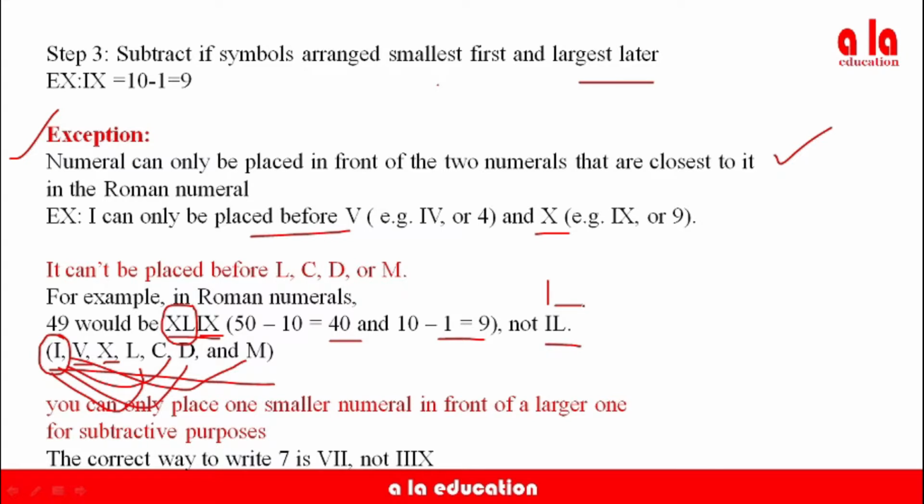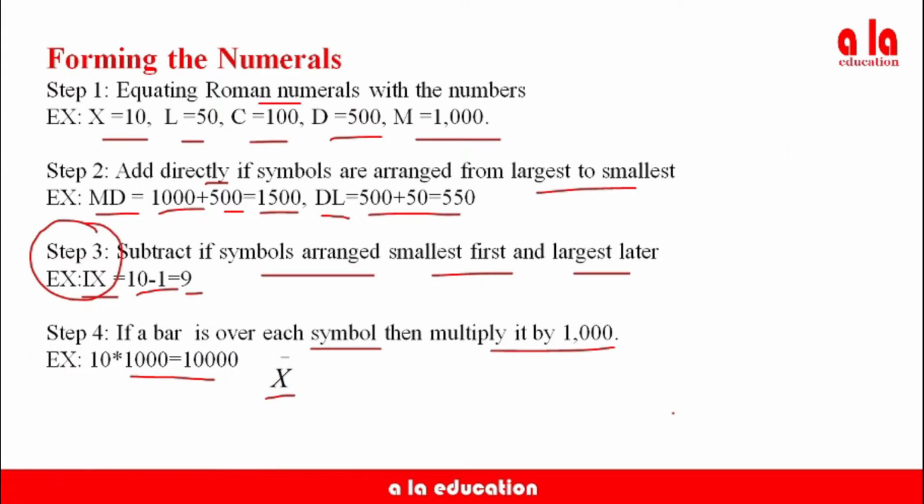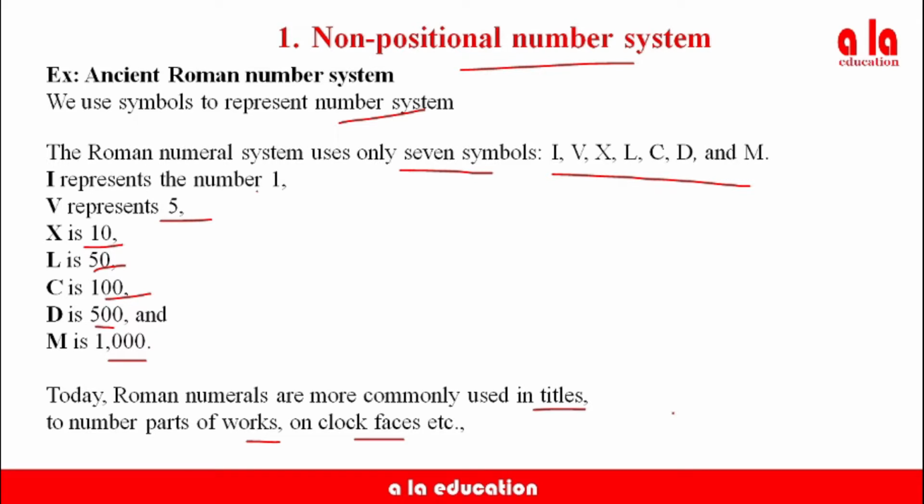And you can only place one smaller numeral in front of a larger one for subtractive purpose. For example, the correct way to write 7 is VII, not IIIX. You should not write it in this manner. Only one smaller numeral in front of a larger one for subtractive purpose is allowed. These are the rules and steps for the ancient Roman number system, or non-positional number system.